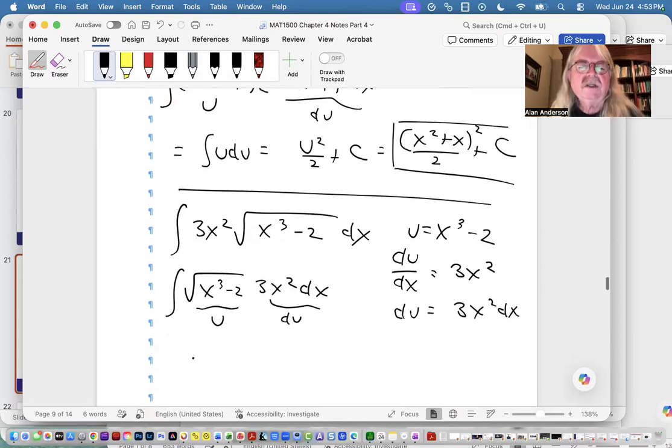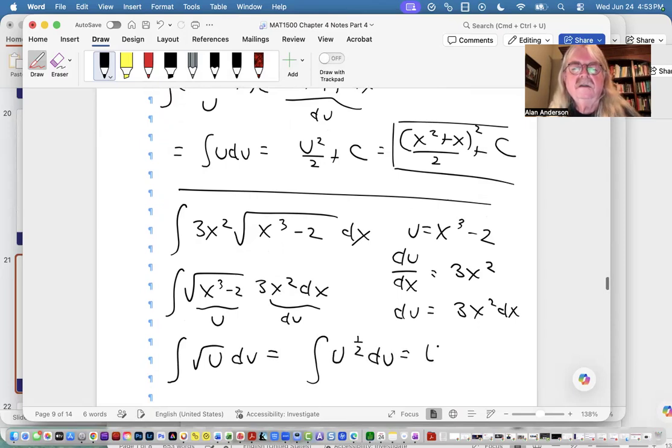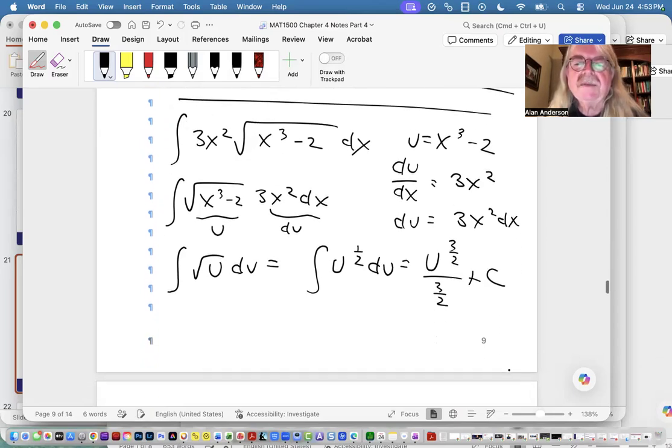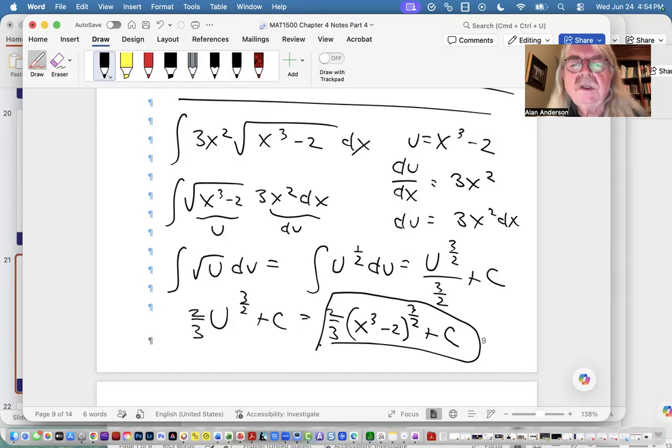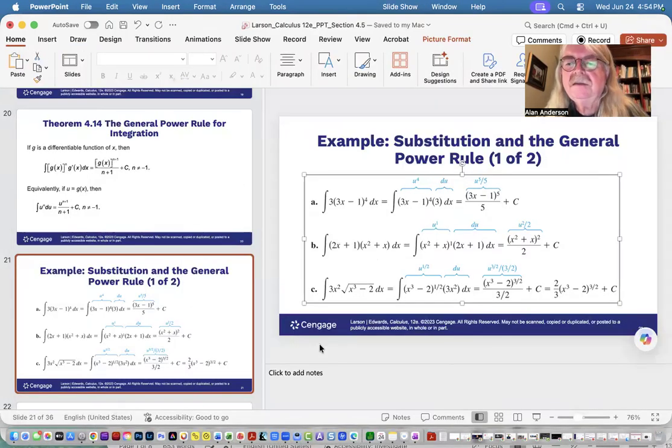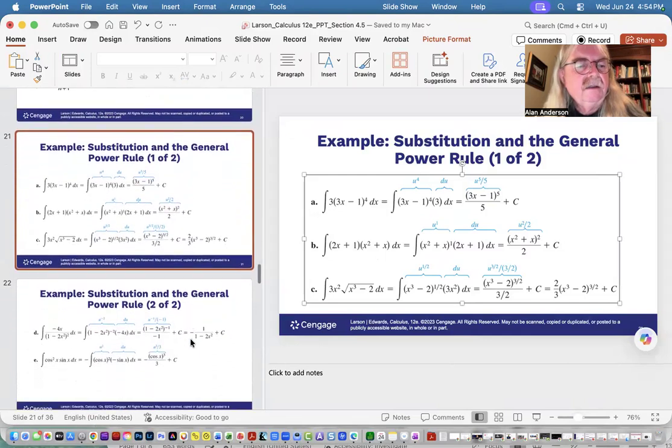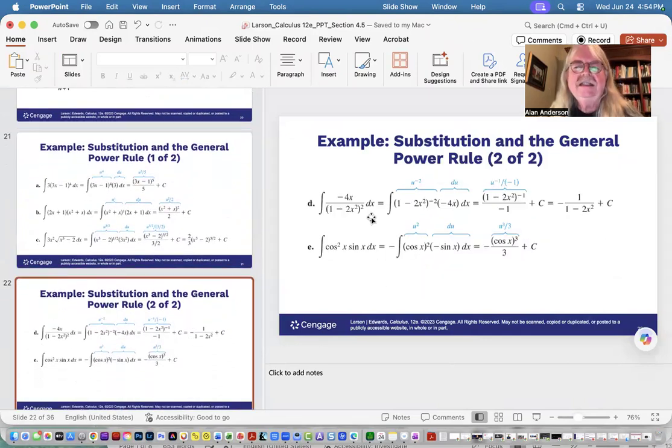u is under the square root sign, so we have u to the 1/2, and that of course is the same thing as multiplying by 2/3. And here we have x cubed minus 2 to the 3/2 plus c. Okay. All right. Oh, there's more. Okay, let's try this one.